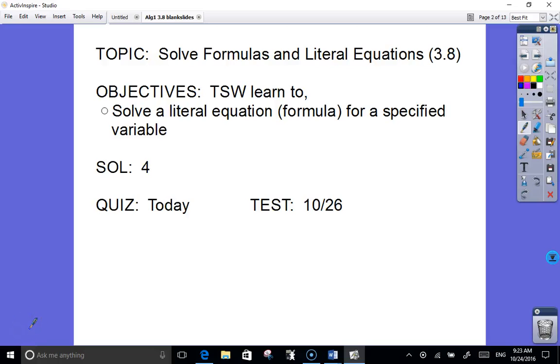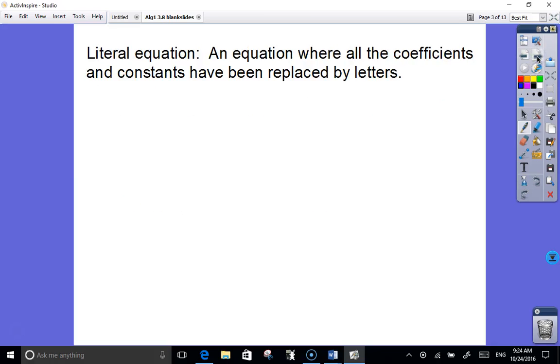Okay, so today's lesson, the last lesson in this unit, we're going to review tomorrow and there'll be a test on Wednesday. Okay? This is called literal equations, which means equations that have more than one variable. Really, specifically, this is the definition: an equation where all the coefficients and constants have been replaced by letters. That's what's called a literal equation.